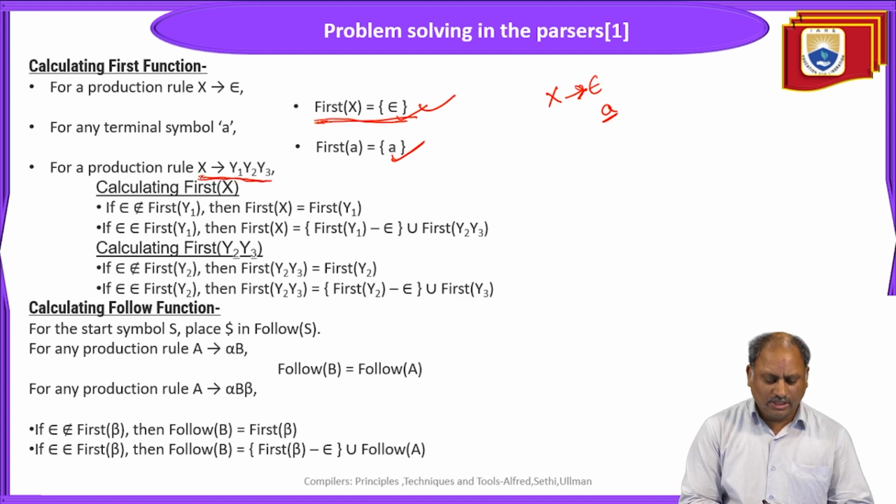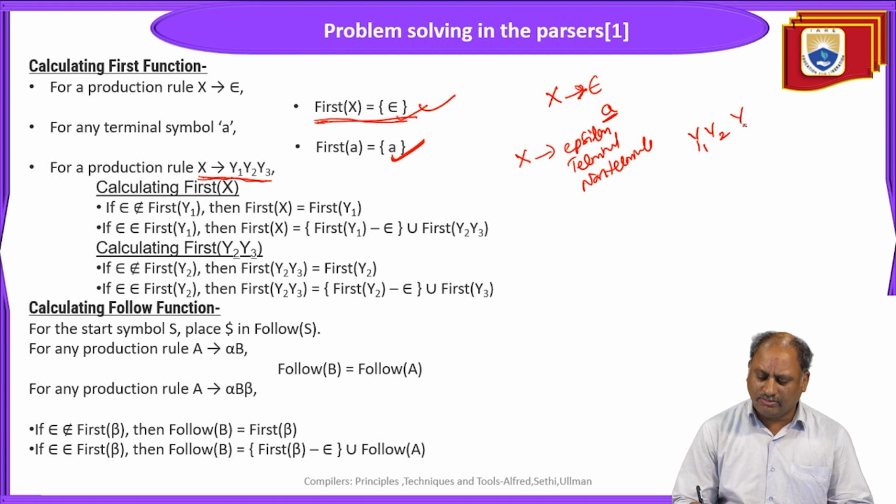Suppose in a production the left hand side is only one non-terminal, and the right hand side may contain epsilon individually, or a terminal, or also a list of several non-terminals. If it is a terminal, then we consider it as it is. Whereas if it is a combination of several non-terminals, y1 followed by y2, followed by y3.